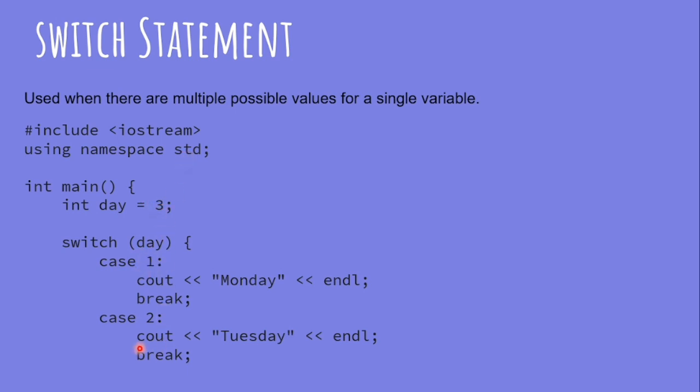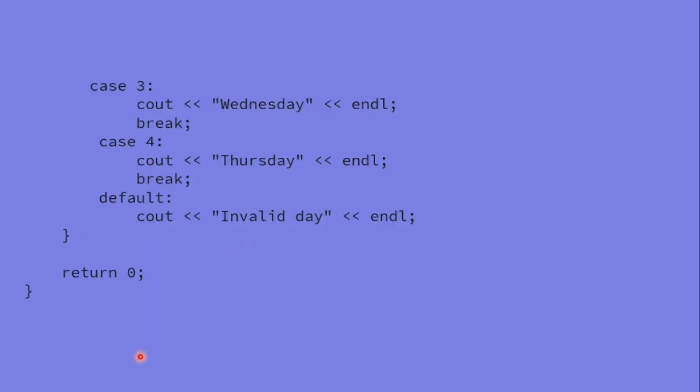Now we have to match 3 with case 1, case 2, and so on. We know day is equal to 3, so the switch statement is initialized, and then we match it. Case 1 is not equal to 3 because 1 is smaller and 3 is larger, so this statement is not printed. Now check case 2. Case 2 is also not the same as 3, so this statement is also not printed.